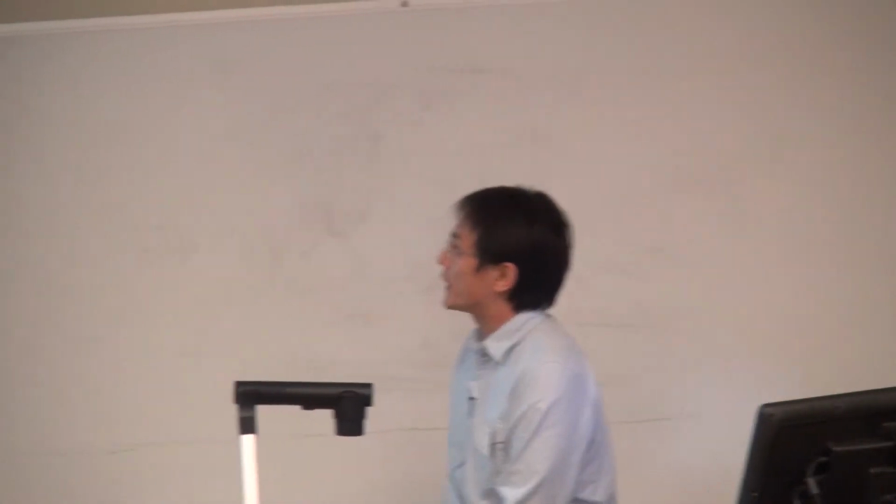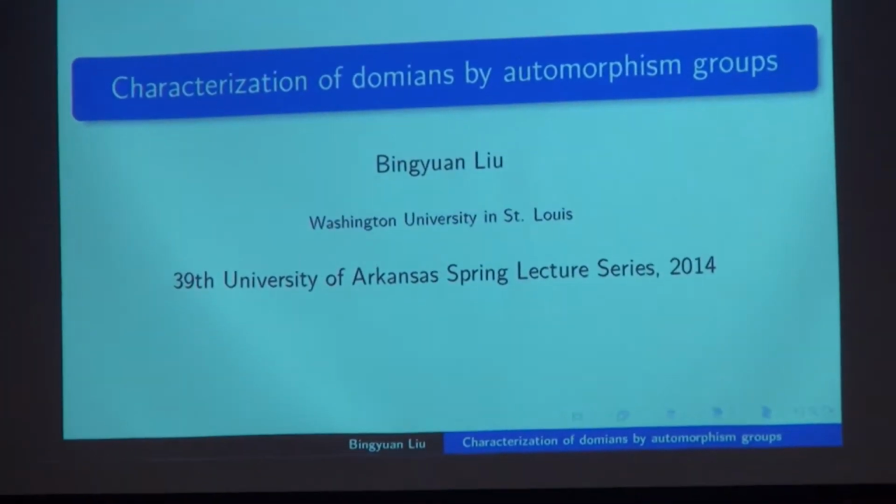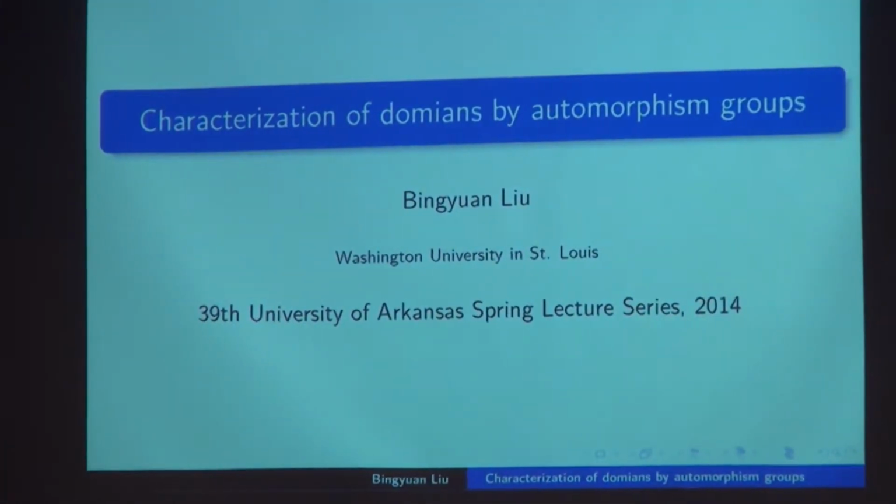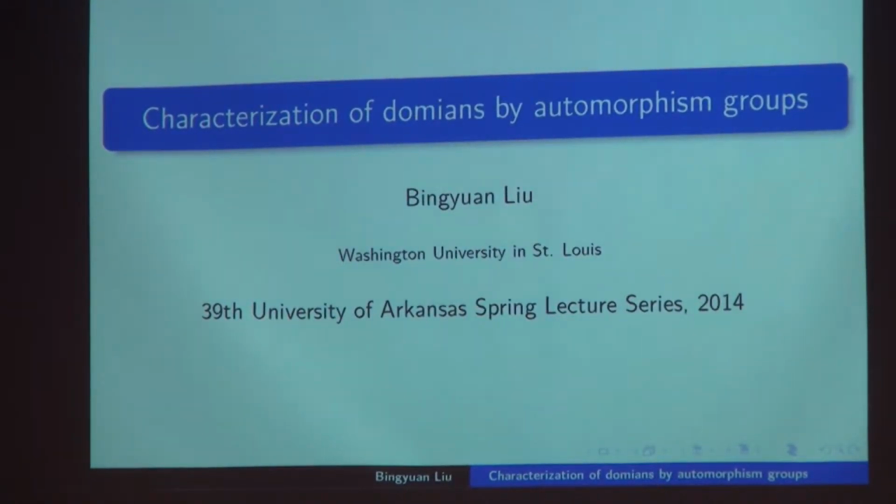Today, our topic is characterization of domains by automorphism groups. What do I mean by automorphism groups? Suppose you have a domain omega, and you have all the biholomorphic maps from omega onto omega itself. The automorphism group contains all such biholomorphic automorphisms.